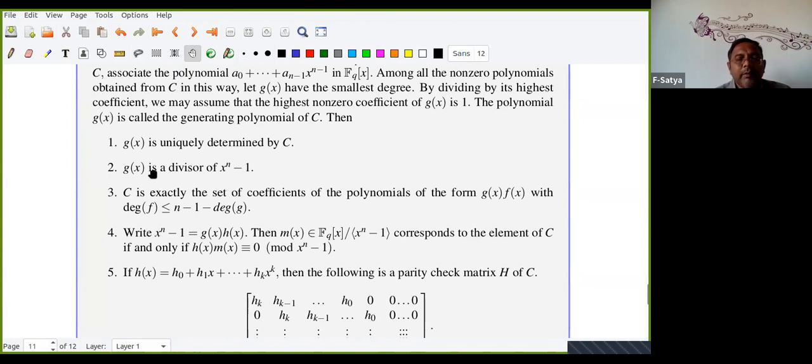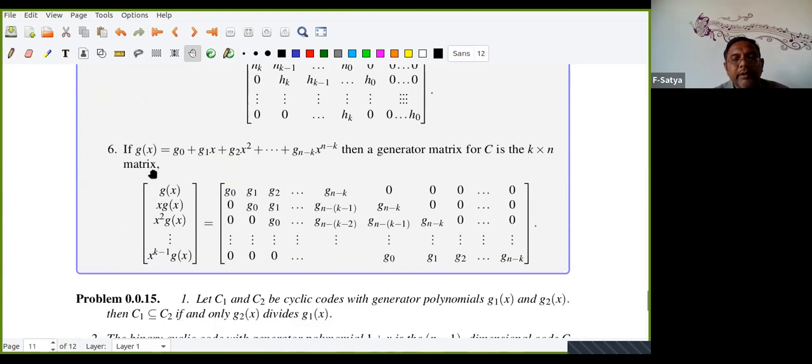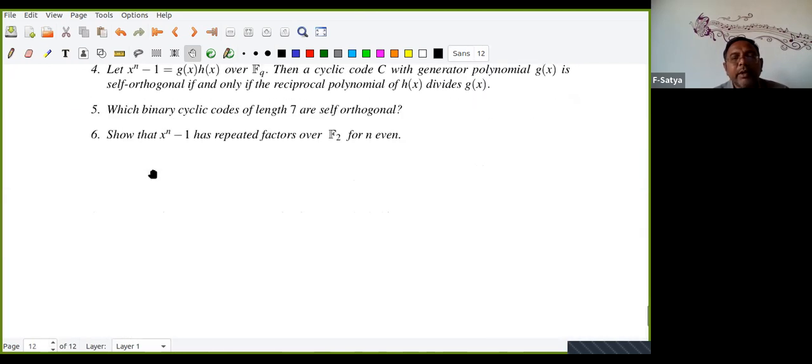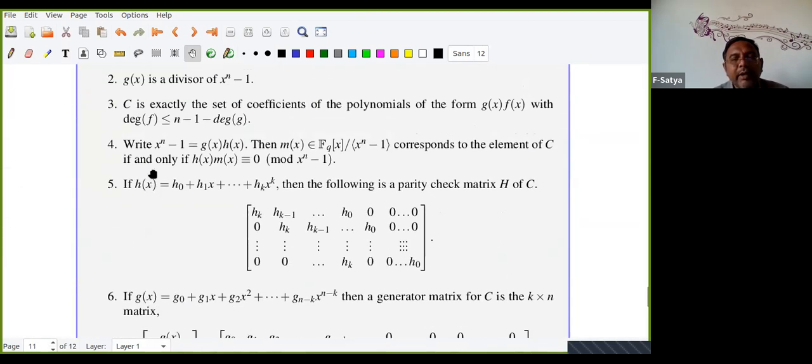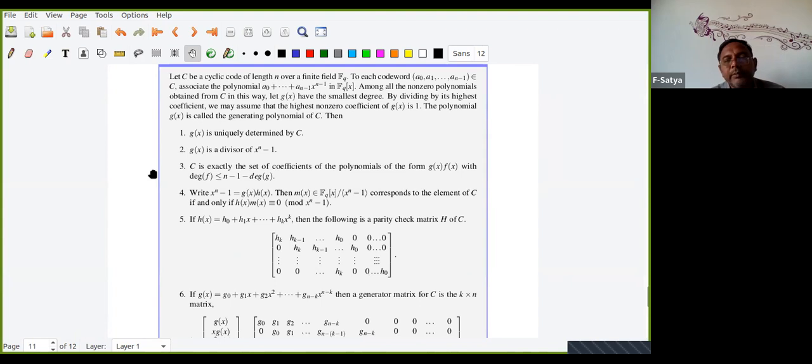Why? Because every code word is a multiple of g(x), and I know that h(x) times g(x) equals 0 modulo x^n minus 1. Earlier I told that the code words are in the null space. Now I am telling that code polynomials are orthogonal to h(x) modulo x^n minus 1. So this is the parity check matrix, and this is the generator matrix, right? These are some of the problems. If you have any doubts in this, then I will give one or two examples so that it is much better for you.